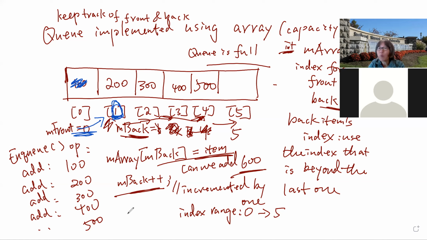So when we remove 100, the front index is changed to 1. And if we want to remove 200, the index is going to change to 2. So we can keep doing like this. Now you see we removed those 2, so we basically have more space we can add.